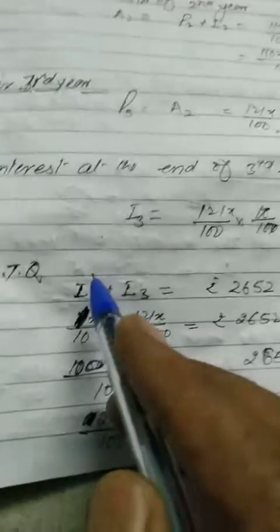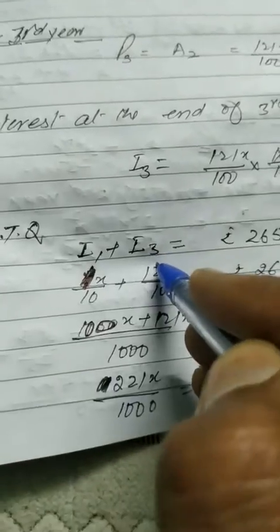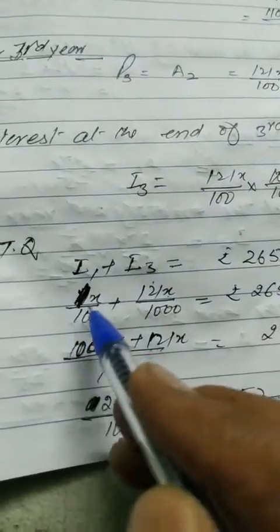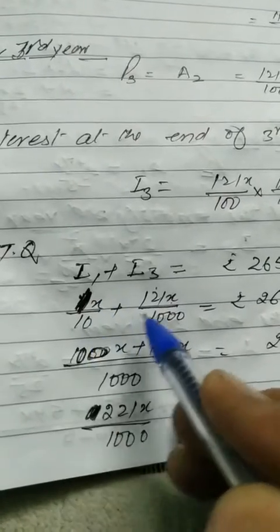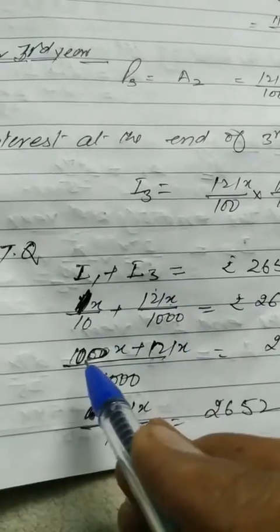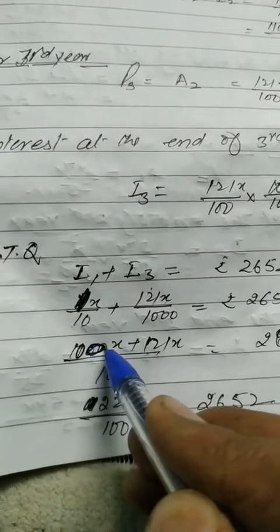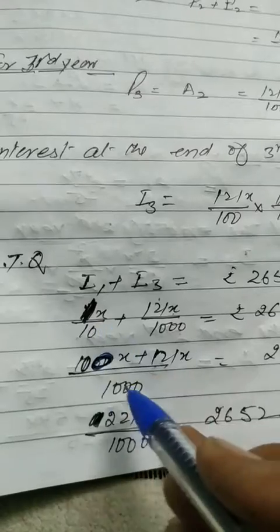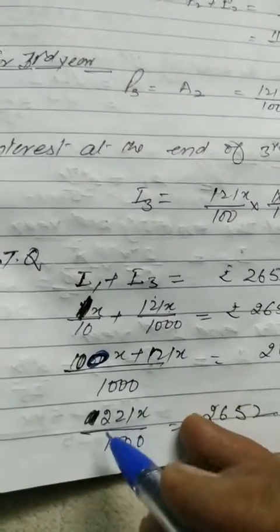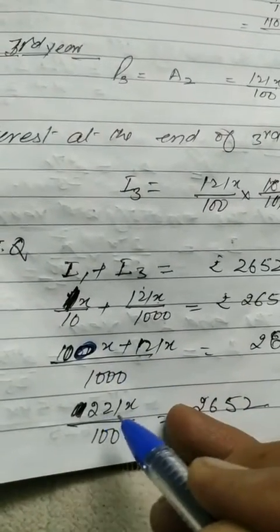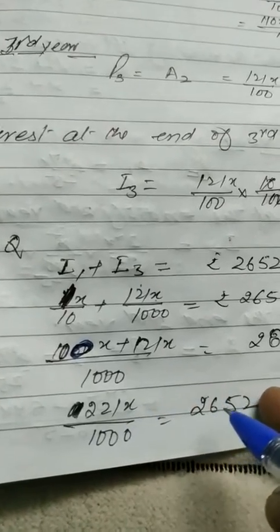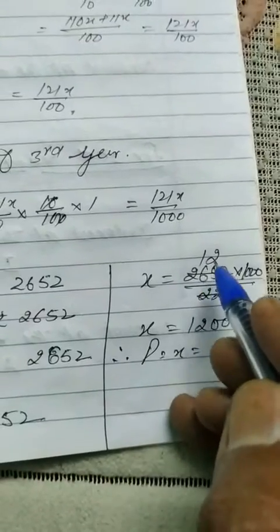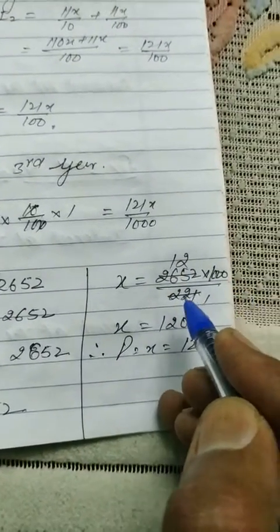According to the question, the compound interest for the first year plus the third year, their sum, is equal to 2652. So x over 10 plus 121x over 1000. Take the LCM, 1000 is the LCM, so 100x plus 121x, or 221x over 1000 equal to 2652. Or x equals 2652 multiplied by 1000 over 221.